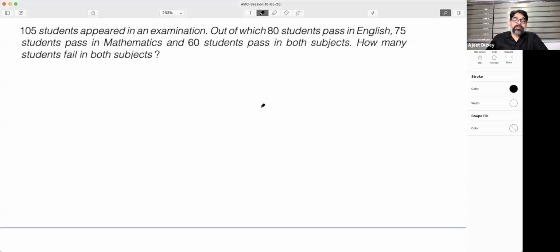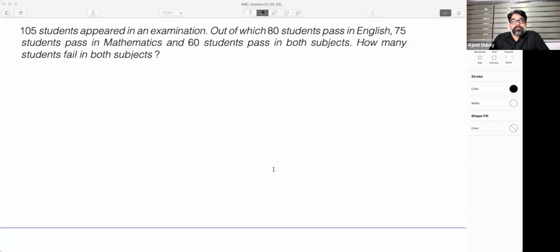105 students appear for an examination, out of which 80 students pass in English and 75 students pass in mathematics. Vedic Agrawal, correct. Medansa is correct, Kunal correct, Jayad is still wrong. How many students fail in both the subjects? That's the question we have to find out.